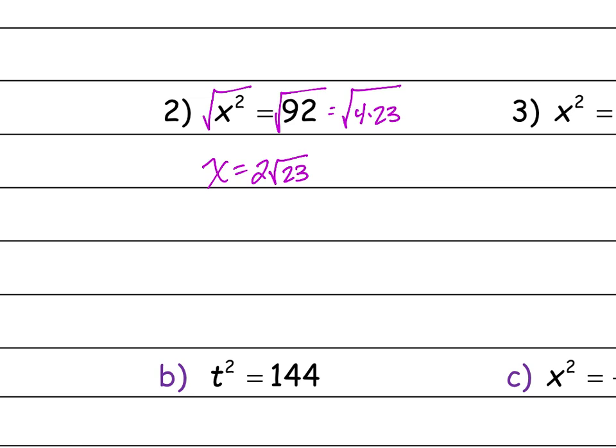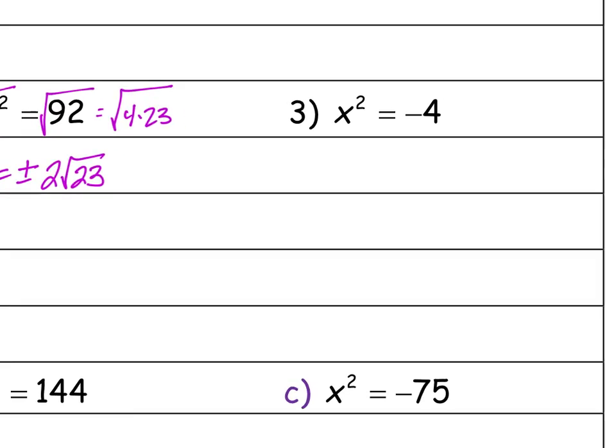Okay, so that's the answer. Oh, it's not the answer. I'm so sorry. Let me erase that. What did I forget on that one? How many answers do I have? 2. Plus or minus 2 square root of 23. There we go.